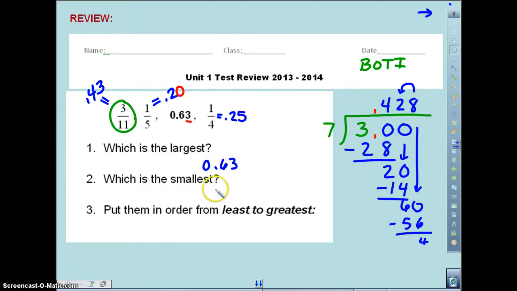Which is the smallest number? Is it 25, 20, or 43? Yeah, it's going to be 0.20, which is 1/5. Find that and scratch it out in the answer bank.